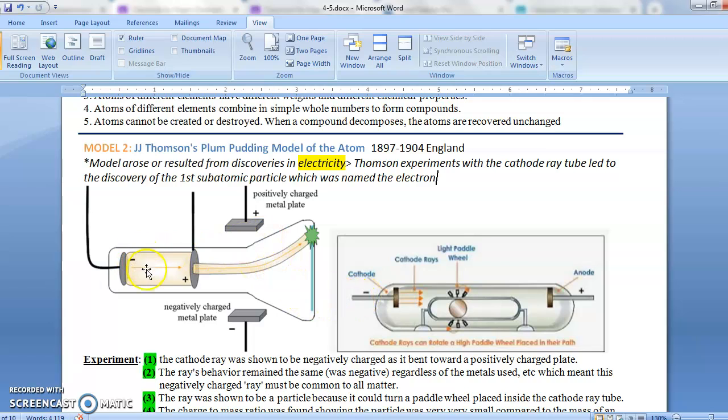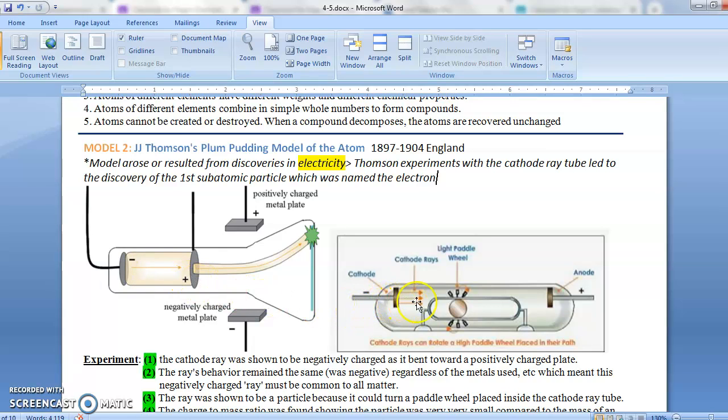What else did he do? Well, he varied the metals that were used for the cathode and anode. Some say he even changed what trace gases were inside the tube, and he found out that the ray behaved the same every time. So he knew that this cathode ray was really common to all matter. This cathode ray had nothing to do with being part of a particular type of matter.